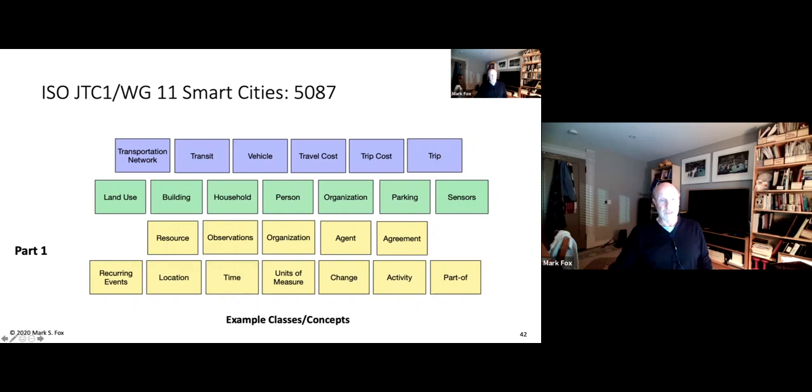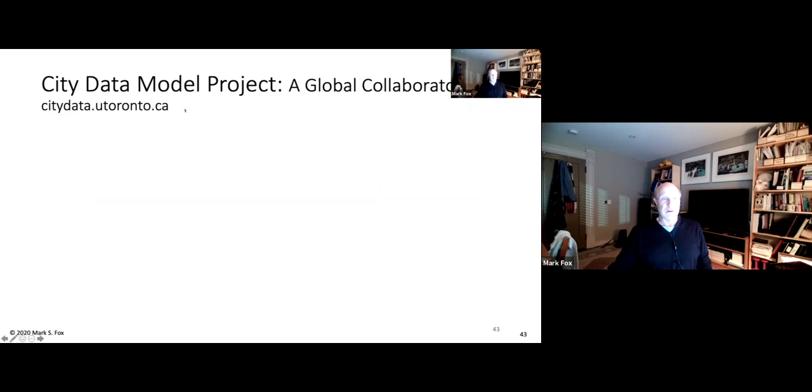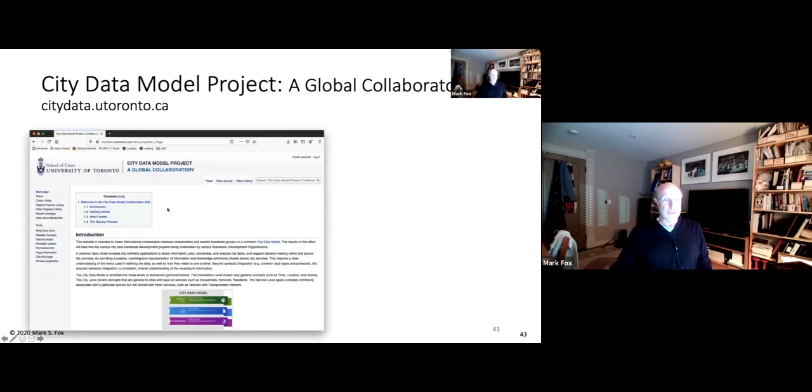Part one contains everything in yellow. Part two contains what's in green, and part three contains what is in purplish color. And the way we are moving towards hosting a global conversation around what should be in these standards is that we have developed a website, which we call a global collaboratory. And that collaboratory is not available yet. It will be available within the next couple of months.